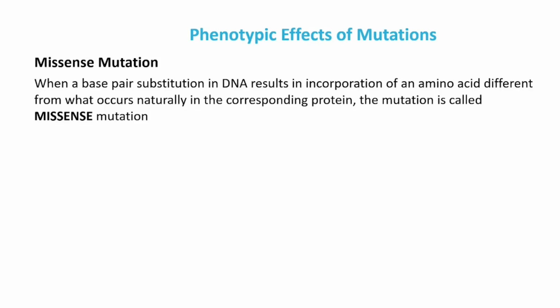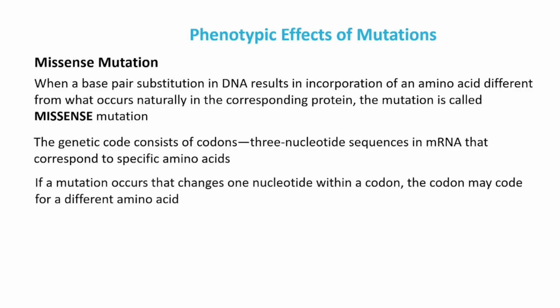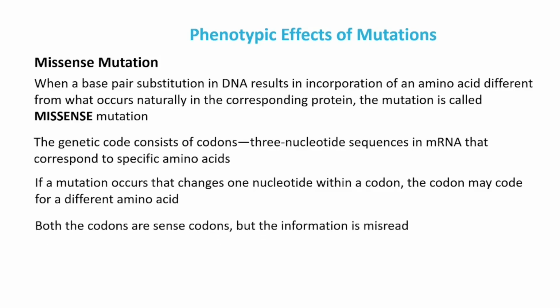At the molecular level, the genetic code consists of codons, three nucleotide sequences in DNA or RNA that correspond to specific amino acids. During gene expression, DNA is transcribed into messenger RNA, which is then translated into the protein by ribosomes. If a mutation occurs that changes one nucleotide within a codon, the codon may code for a different amino acid. Thus, both the codons are sense codons, but the information is misread. Hence, it is called missense mutation.